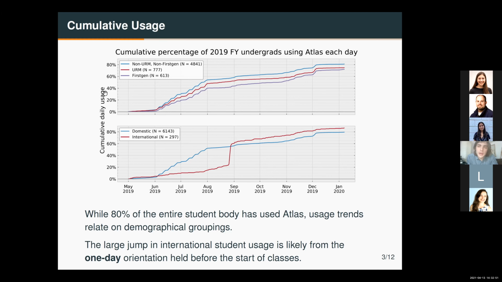Here, instead of plotting usage each day, this is cumulative daily usage: the percentage of the entire body of students in that category that has used Atlas. We can see over the course of one semester from May 2019 to January 2020 for the 2019 class that on average, the non-URM and non-first gen students are using at a higher rate. About 80% at the end of the semester, as opposed to about 5% less, so 70 to 75%, for the other demographics. Though they seem to be catching up, so the gap between first generation and non-URM, non-first gen is narrowing over the course of the semester.